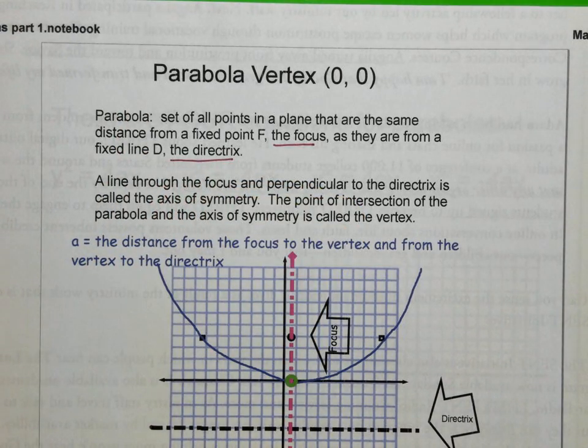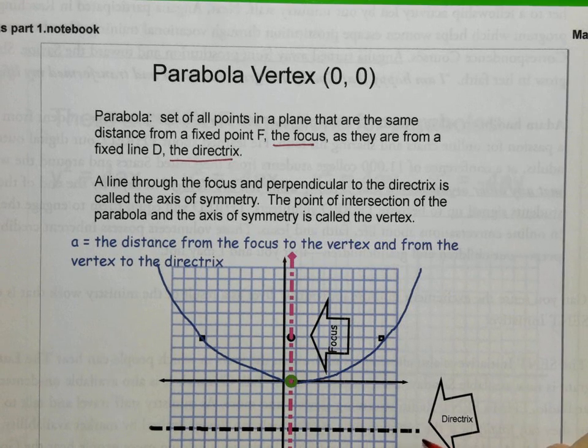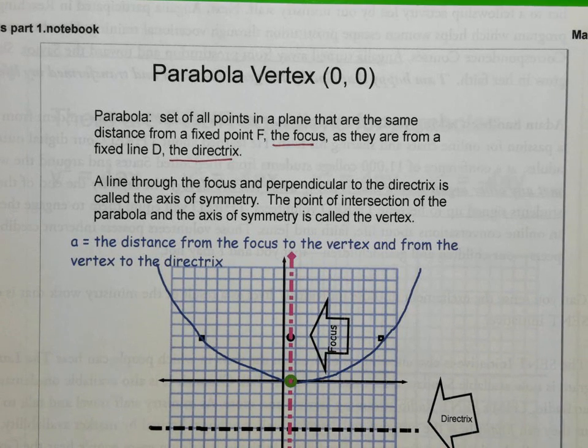New terms, focus and directrix. The focus is very similar to what it has been up until now. The directrix is totally different. It is a line, and as you can see from my graphic below, the directrix is right down here. Again, by definition, we have to have the same distances going on here.